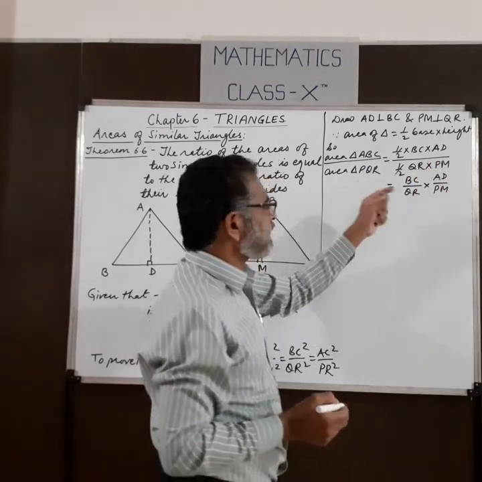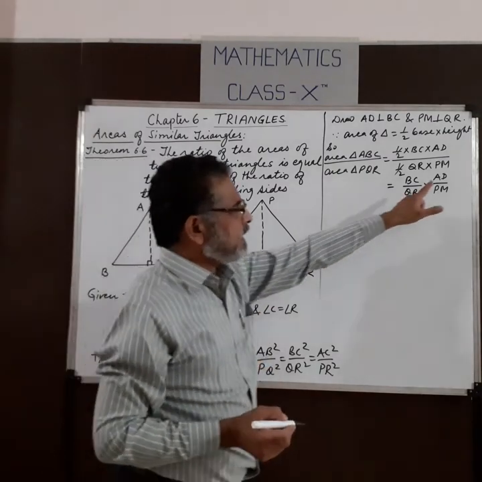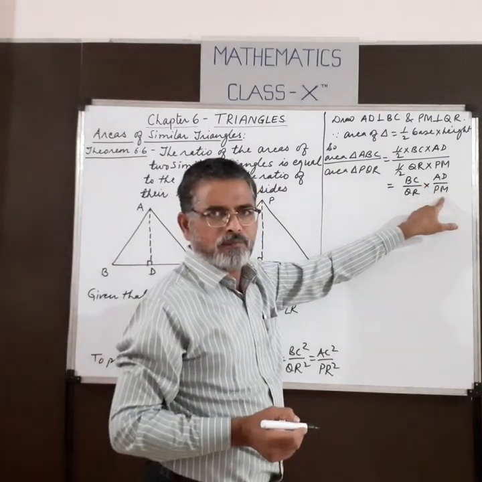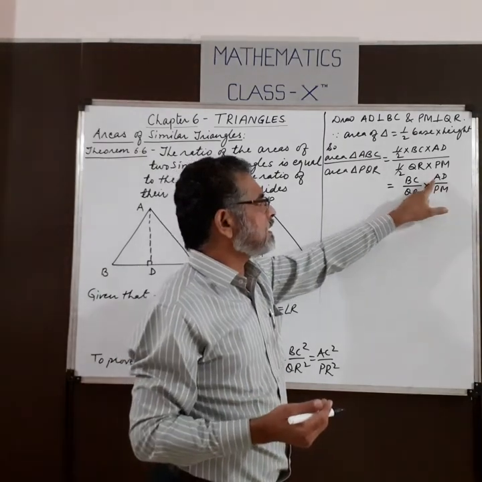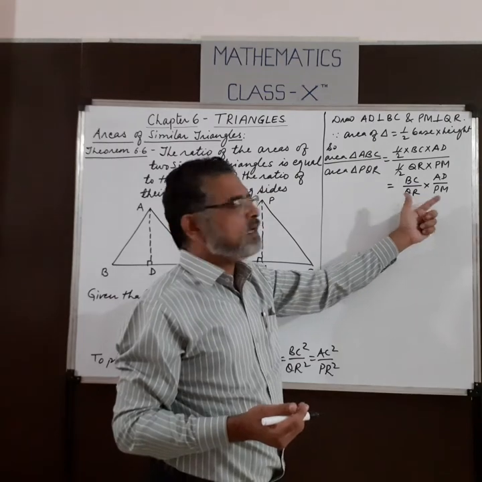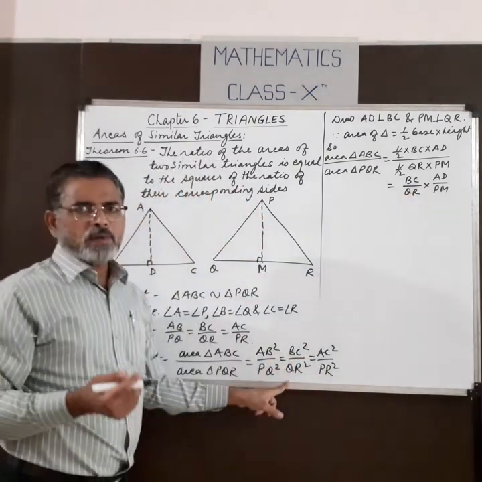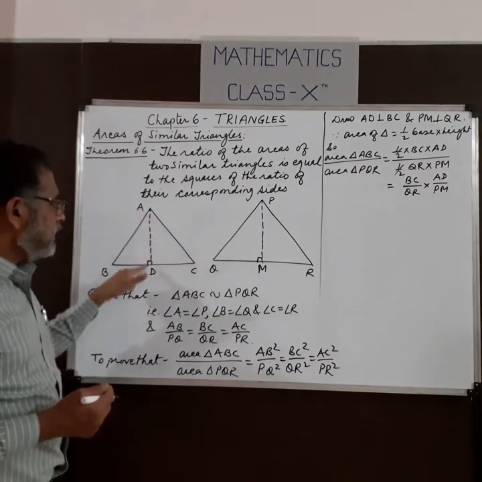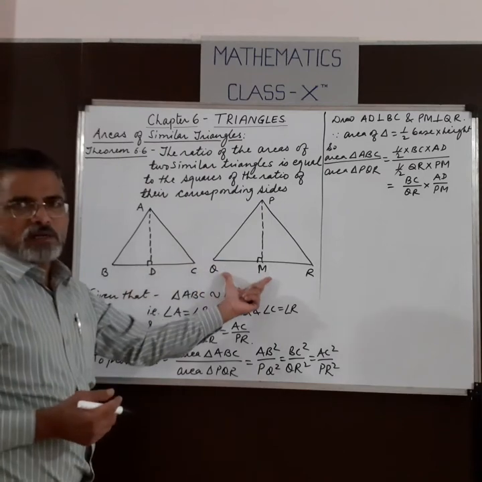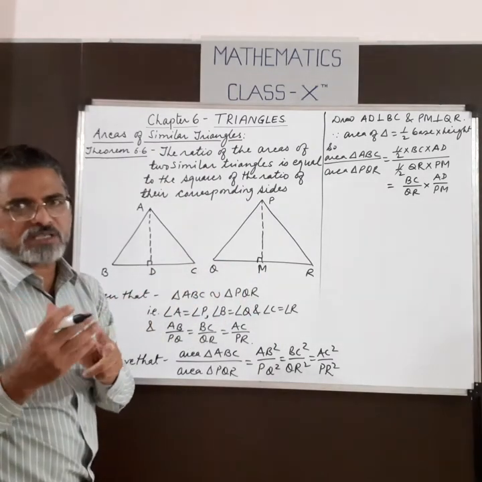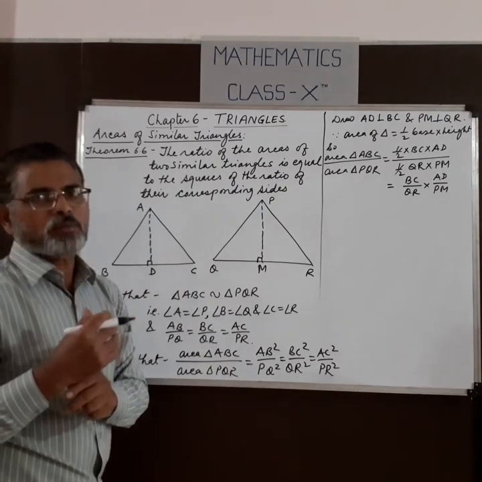From this we get an idea: if in place of AD upon PM we get BC upon QR, then their product becomes BC square upon QR square. So what is our aim? AD upon PM is the same as BC upon QR, meaning the ratio of corresponding sides equals the ratio of their altitudes or perpendiculars.